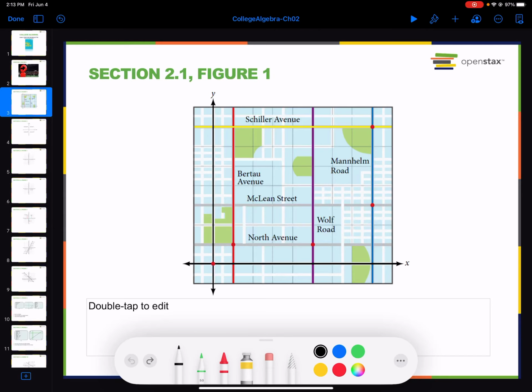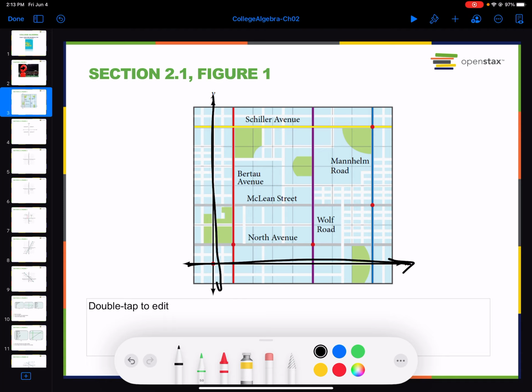In Chapter 2, we're going to be focusing on equations and inequalities. And to introduce that, we're looking at what's called a rectangular coordinate grid or a Cartesian coordinate system. And that involves two perpendicular axes. The x is here and the y is here.